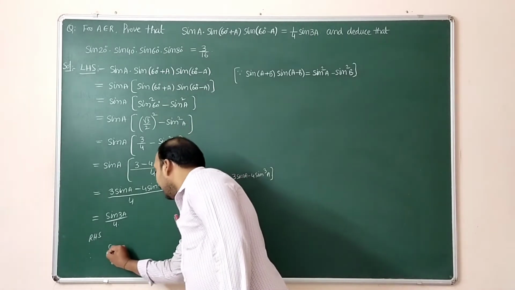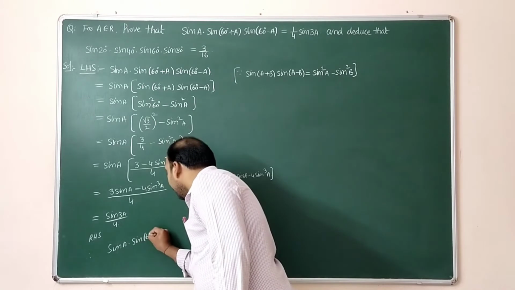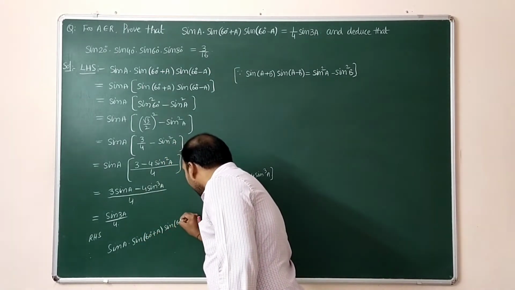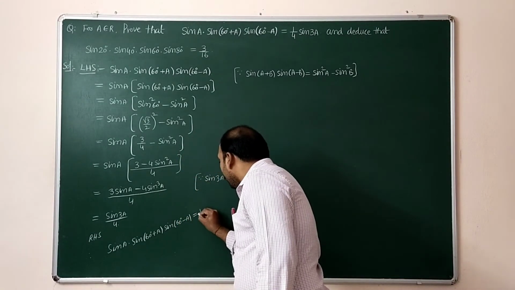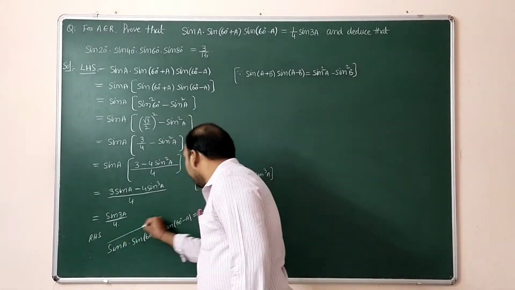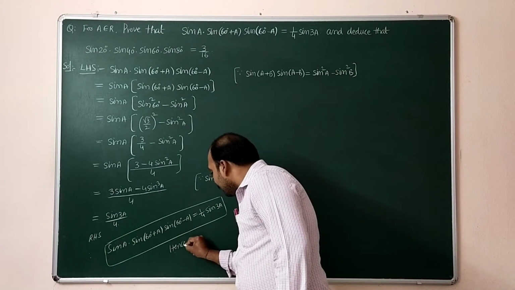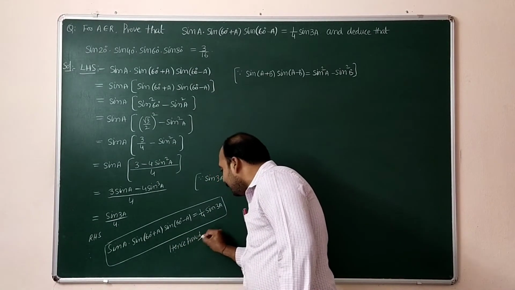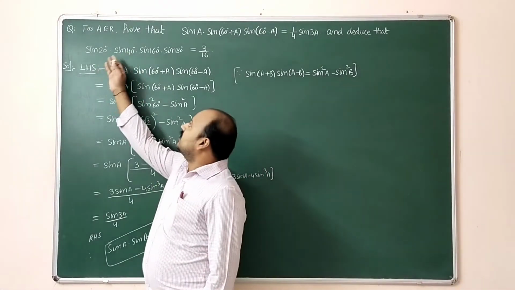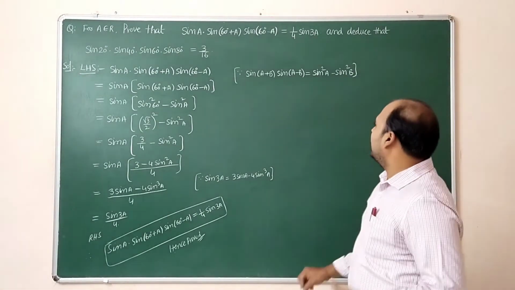Therefore, conclusion step: sin A into sin of (60 plus A) into sin of (60 minus A) is equal to 1 by 4 into sin 3A. Hence proved. Till here half of the problem is over. But they are asking, from this condition, to prove that sin 20 into sin 40 into sin 60 into sin 80 is equal to 3 by 16.